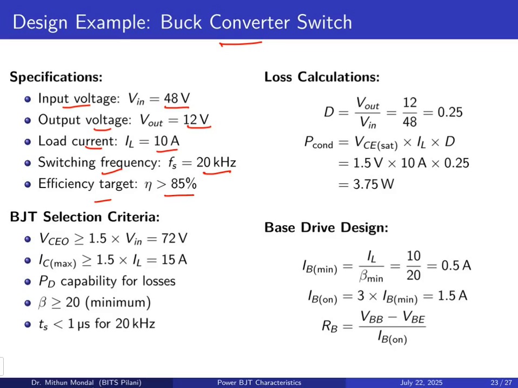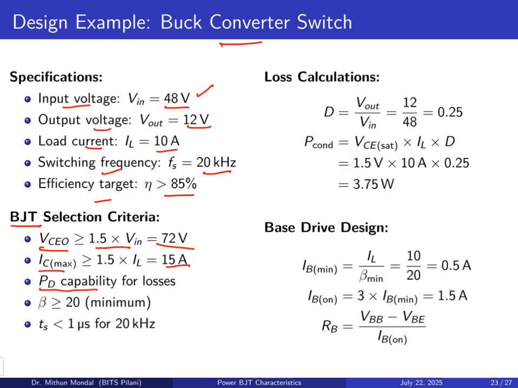Now, the three important major steps in this design will be, first, to select the BJT, where you need to do the proper design in terms of collector to emitter voltage, which should be greater than 1.5 times the input voltage. So input voltage is 48 volt, so 1.5 times will be 72 volt. Collector current maximum should be greater than 1.5 times the load current. So here the load current is 10 ampere, so you will be getting 15 ampere as the collector current maximum which you can pass.